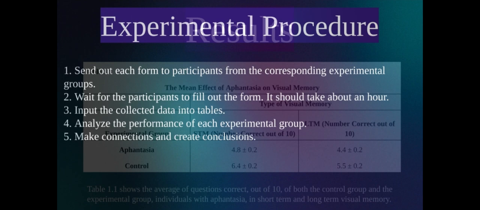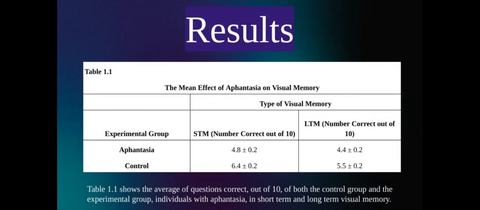The results. Table 1.1 shows the mean effect of aphantasia on visual memory, showing those with aphantasia averaging a 4.8 plus or minus 0.2 on short term and a 4.4 plus or minus 0.2 on long-term visual memory, while those without aphantasia average a 6.4 plus or minus 0.2 short-term and 5.5 plus or minus 0.2 long-term visual memory.